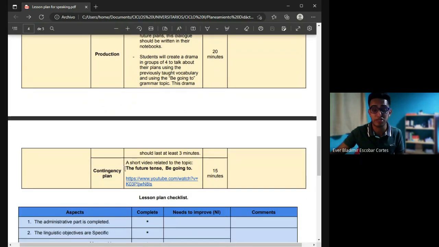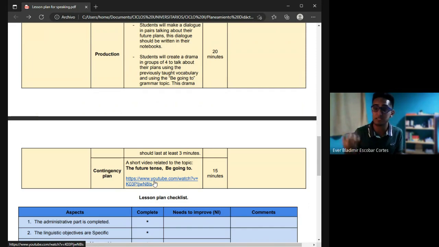there is the contingency plan in case I forget something. In this case, I have chosen a video of the be going to situation. This video lasts for 10 or 11 minutes. But this video is really helpful because the students are going to see the situation in real life. I mean, how people use the be going to structure in real life.